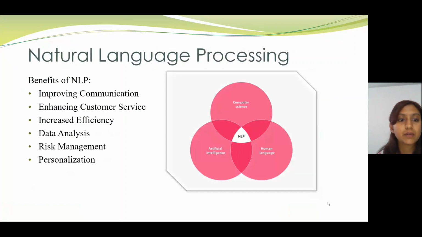Now let us start with natural language processing. It's a field of artificial intelligence that deals with teaching machines to understand human language, and it involves modeling language structures and patterns in order to extract meaningful information from text and speech data. NLP powers many modern-day applications such as virtual assistants, chatbots, and language translation.